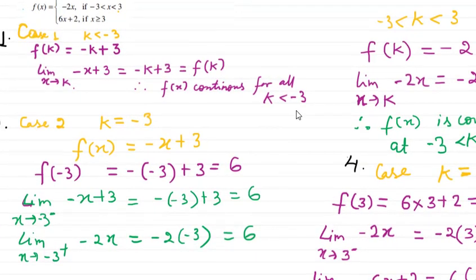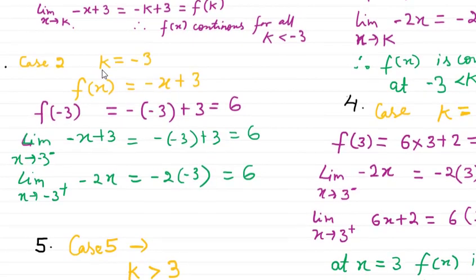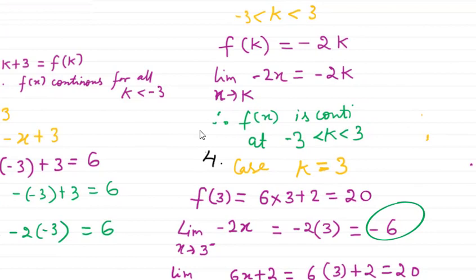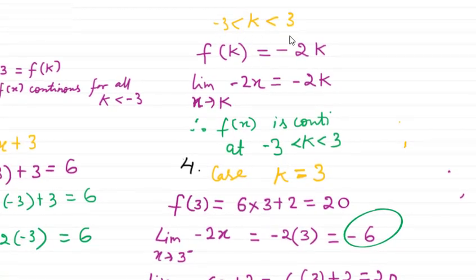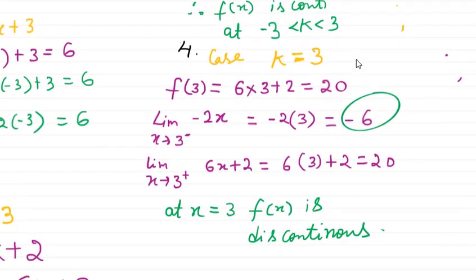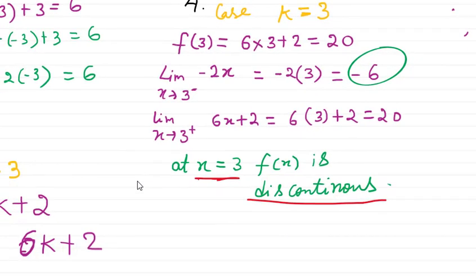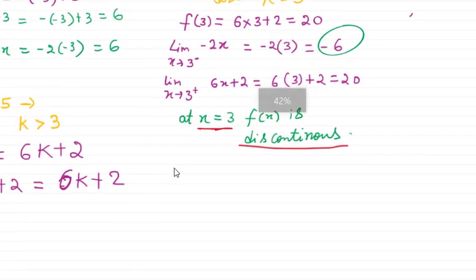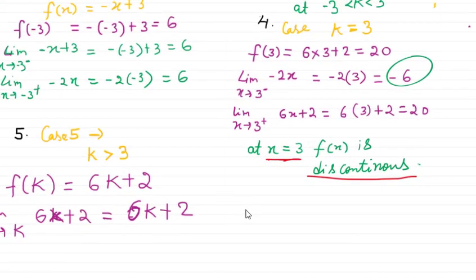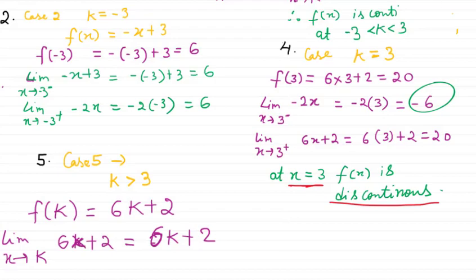So now if you see all the cases, you have seen that at k less than minus 3, it is continuous. For k equals minus 3, again it is continuous. For the third case, k between minus 3 and 3, it is continuous, but at k equals 3, it is not continuous. So at this point x equals 3, it is discontinuous, okay. And the fifth case also it is continuous. So the point of discontinuity will be 3. So I hope this question is clear to you all.